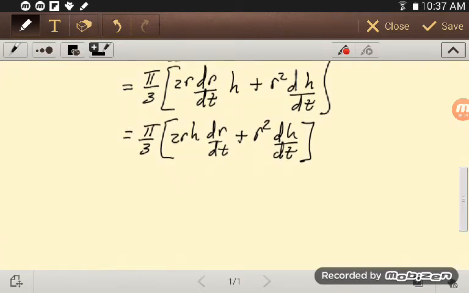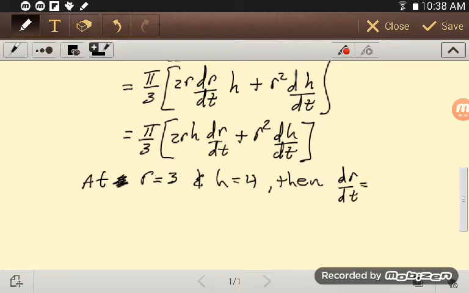But in this case, if I don't know about the cone, but somebody just tells me, at r equals 3 and h equals 4, assuming that would make sense for that cone, then dr/dt is equal to 2 and dh/dt is equal to 1, if that were to make any sense whatsoever.